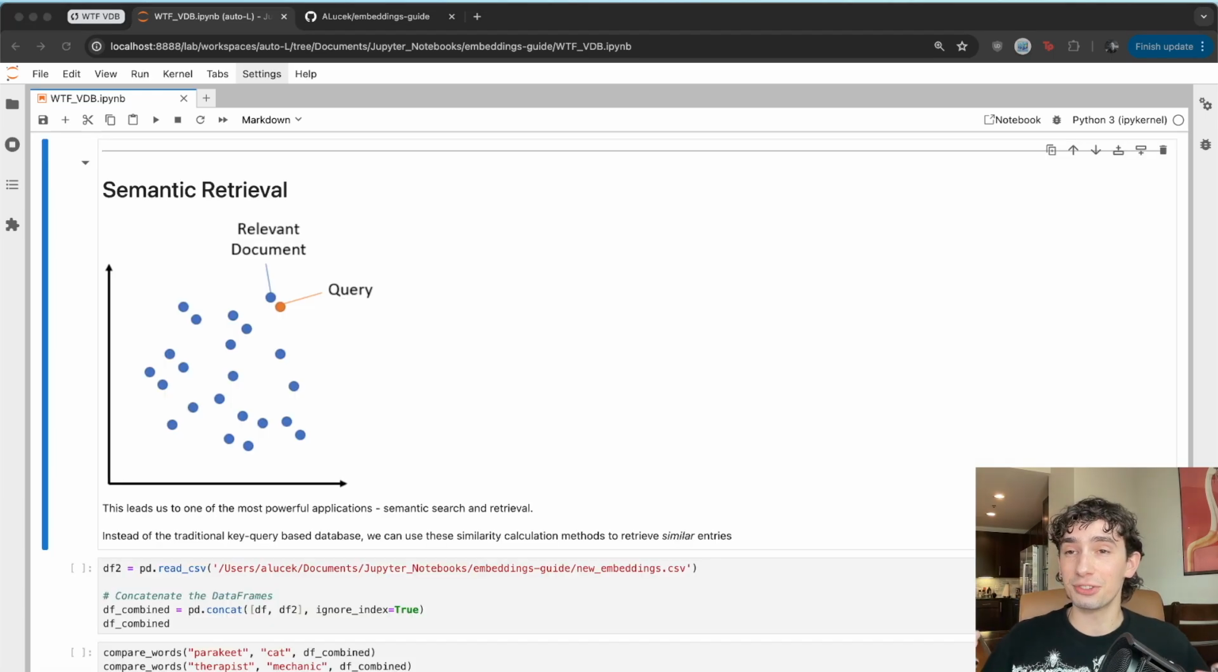And so now that we can actually compare two embeddings together to show how similar they are, it brings us closer towards this powerful application of semantic search and semantic-based retrieval, where instead of the traditional key query-based database retrieval, we can use these similarity calculation methods to retrieve similar entries in this database.